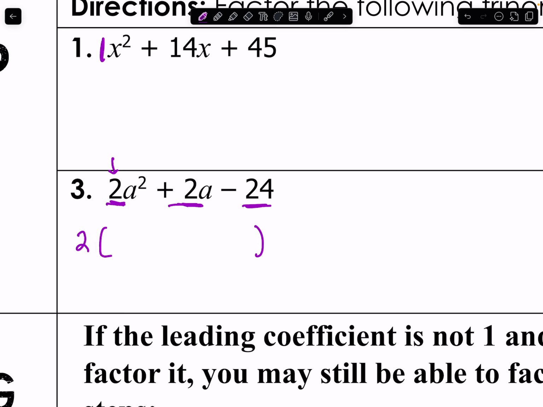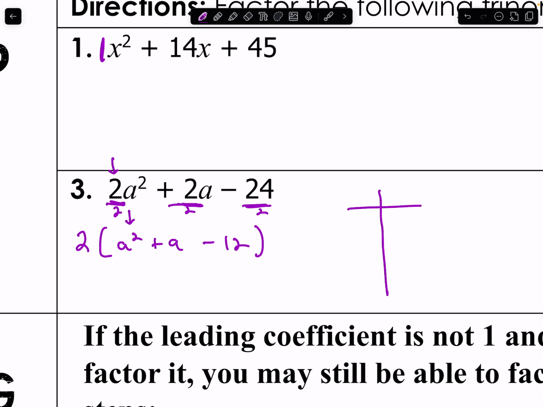So 2 does divide out of all of those. So then we'll have, if I divide everything by 2 to divide out that common factor, I'll get a squared plus a minus 12, right? And then we can look at this and say, well, a really is 1 now. Now I can just factor this trinomial where a is 1. Let's do a quick review of that.